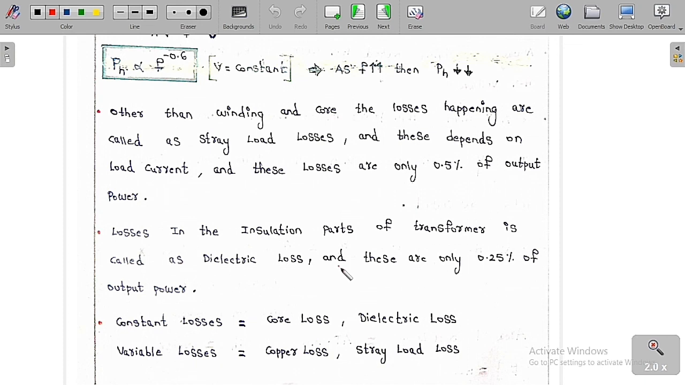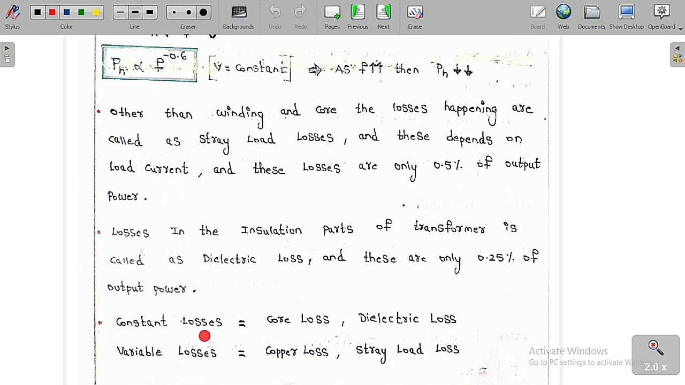And the losses that occur in the insulation parts of the transformer are called dielectric losses, and these are only 0.25% of the output power. This is somewhat lesser when compared to the stray losses also. So for all practical reasons, we are going to neglect the stray losses and also the dielectric losses.